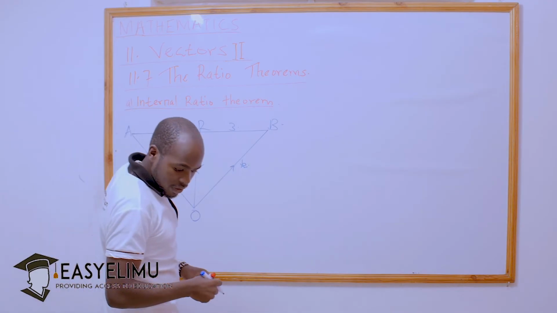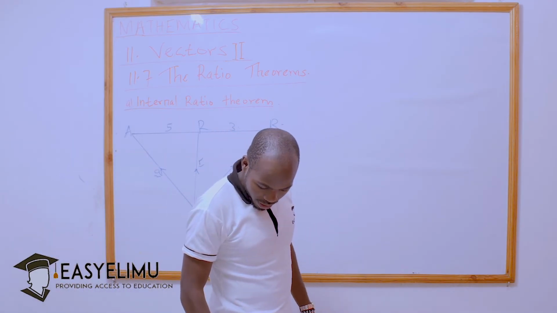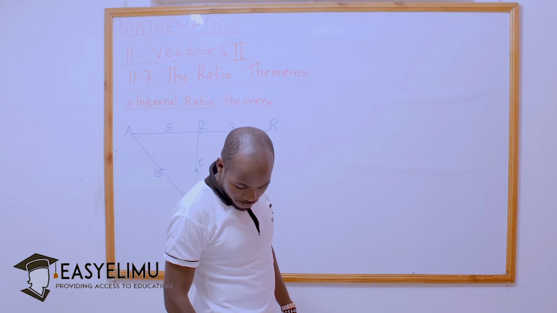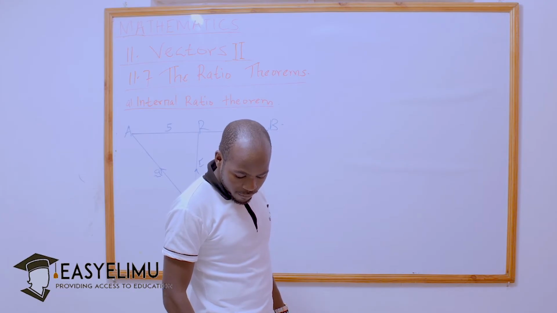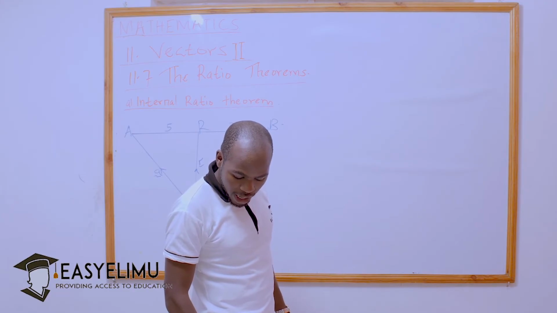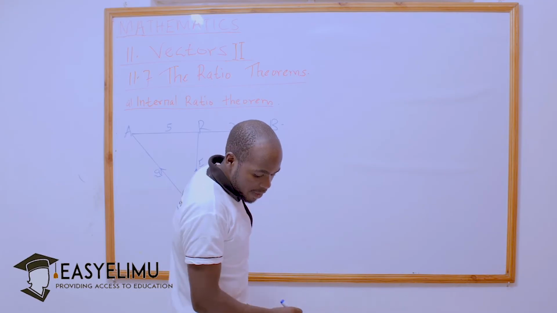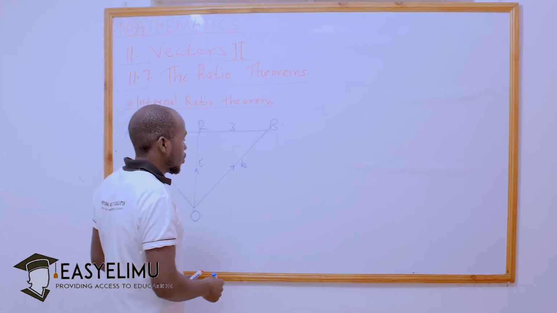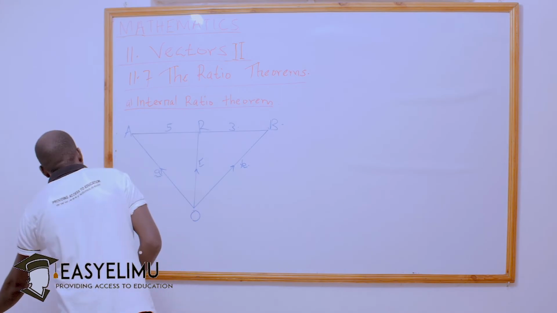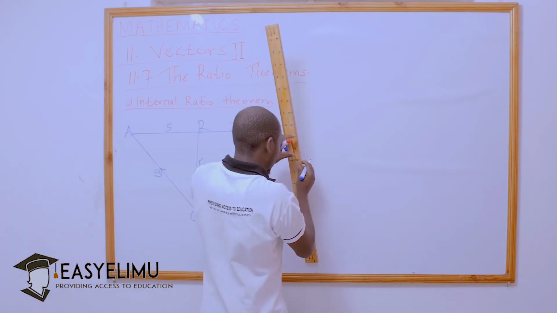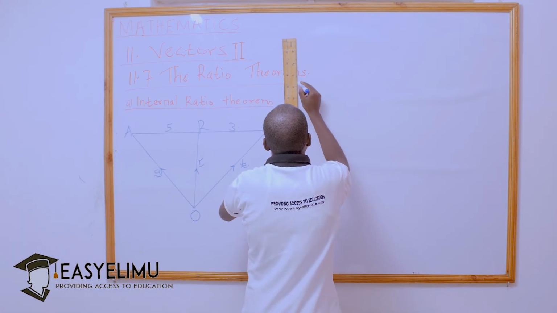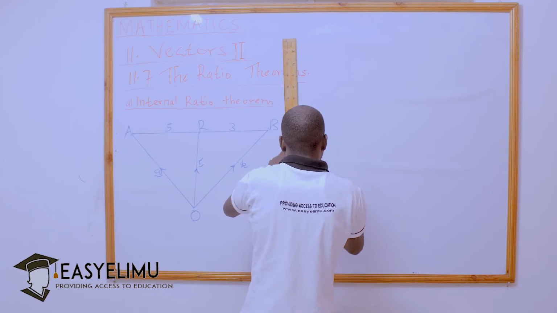So if that is the case, you are being asked, in terms of the position vectors of A and B, to find the position vector of R. So we can do that using internal division. That is what we have as internal division.